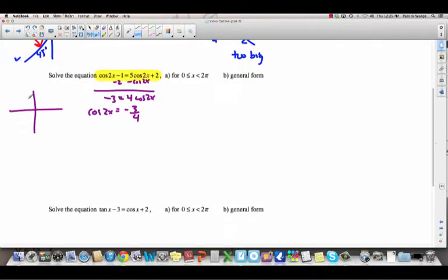Okay, where is cosine negative? Cosine's negative here and here. When does cosine equal 3/4? I have no idea. What? This isn't a special angle. Alright, so you have to do an extra step here.